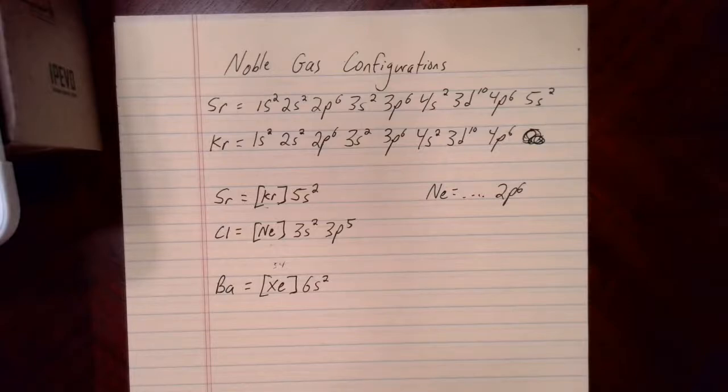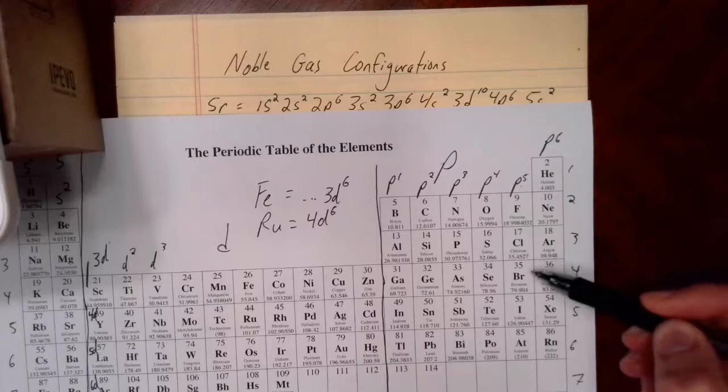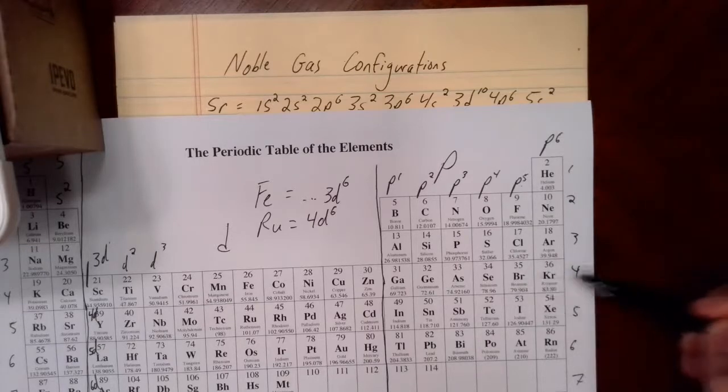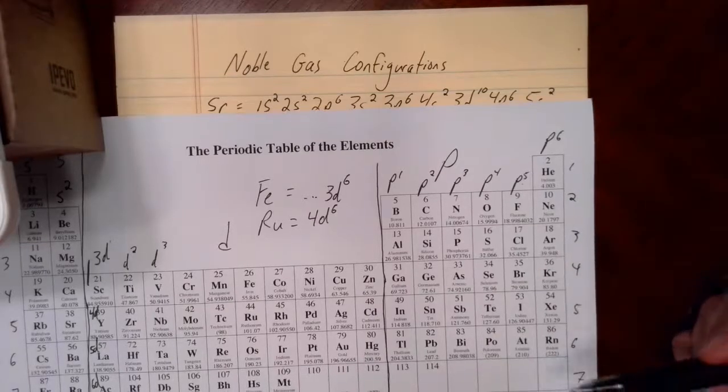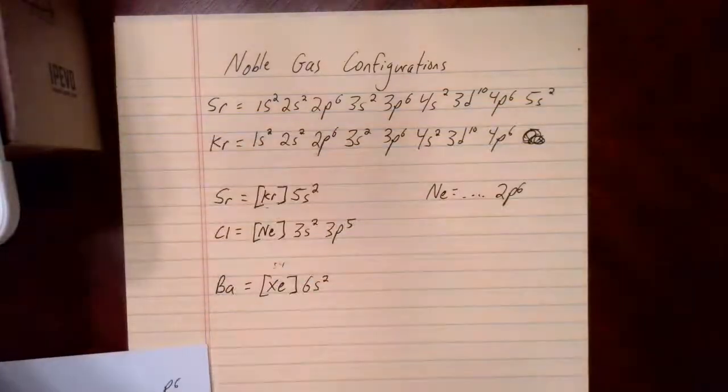The one mistake people always make is they forget to go up one row to select the noble gas. Okay, so you can't choose the noble gas on that row because it actually always will have more electrons than the element you're trying to deal with.